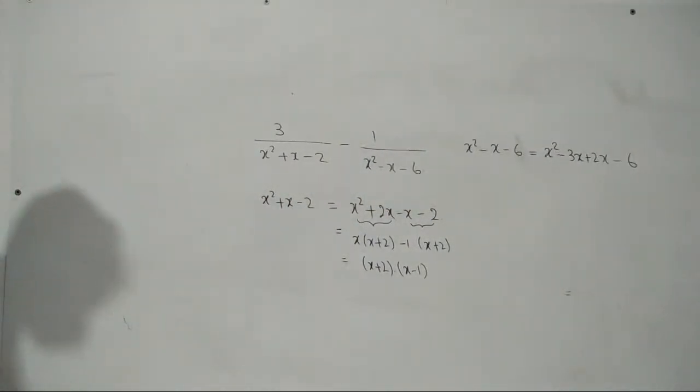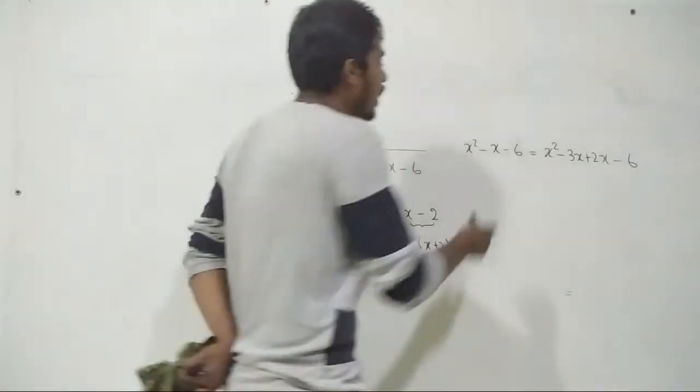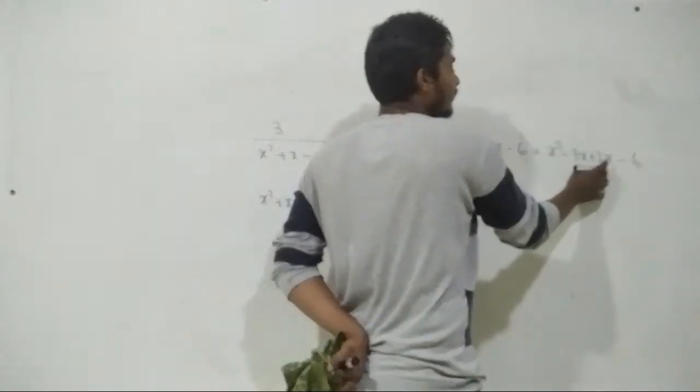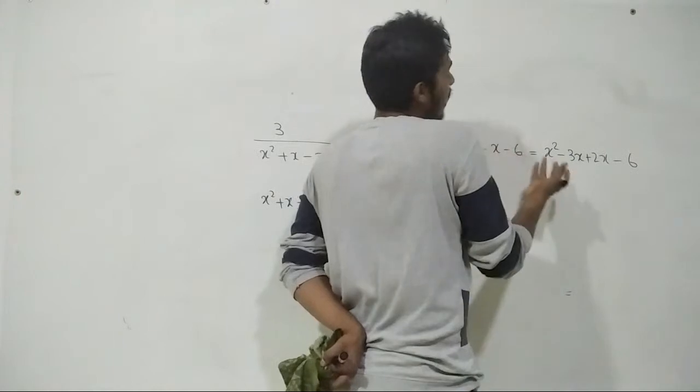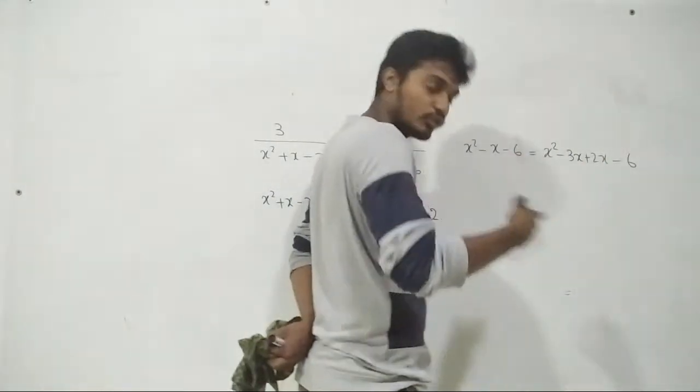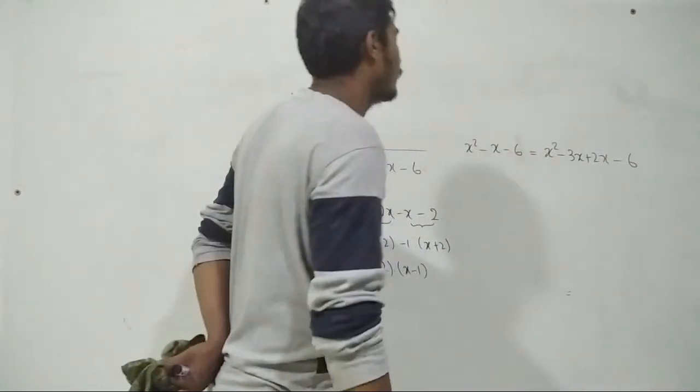So that's the core understanding that we need to have, guys. You have to break this into 2 such that when you add them, you will have minus x, and when you multiply them, you will have minus 6. So that is the basic understanding that you need to have.